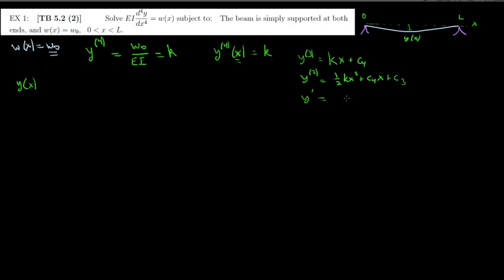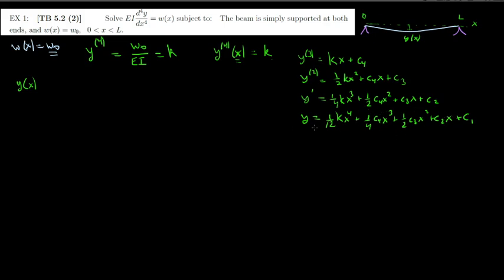For the first derivative, 1/2 of 1/2 is 1/4, so you're going to get 1/4 kx cubed plus 1/2 c4 x squared plus c3 x plus another constant, say c2. Maybe I had one too many constants here. So y itself, and that'll be the solution, will be 1/12 k times x to the 4th plus 1/4 c4 x cubed plus 1/2 c3 x squared plus c2 times x plus c1. Okay, I guess it worked out.